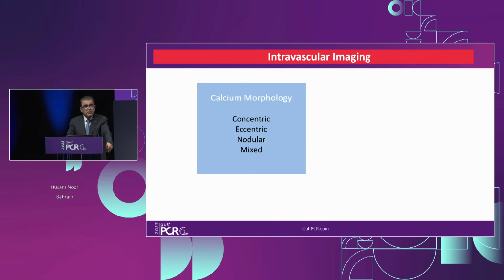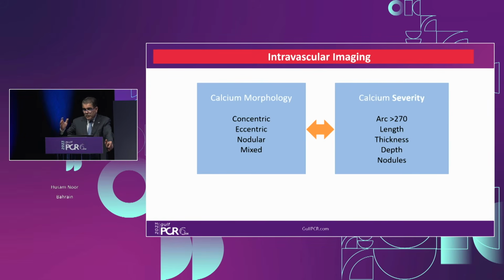So the utility of intravascular imaging, as we've seen elegantly in the case and in Dr. Julia's presentation, is that you need to look at the calcium morphology. Is it concentric? Is it eccentric? Is it nodular? Not uncommonly, the calcium is of a mixed type. That would be married to looking at how severe this calcium is. What is the arc of your calcium? What is the length? What is the thickness? Are you dealing with a nodule? When you put these things together, you can think about the best way to approach this calcified lesion.